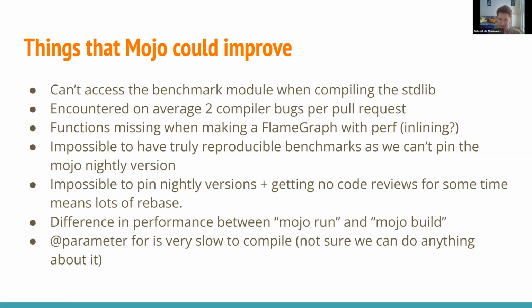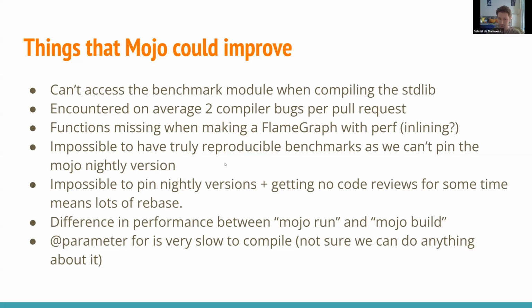The functions are missing when making a flame graph with perf, so that's a bit annoying. I suspect that's because of inlining, but it's not the only reason, because you can see the list of functions that are in the executable at the end. So you can see that the whole stack is not present. There are functions missing in the stack. It's like unknown function.